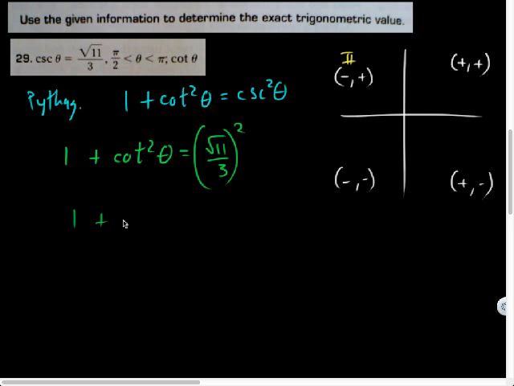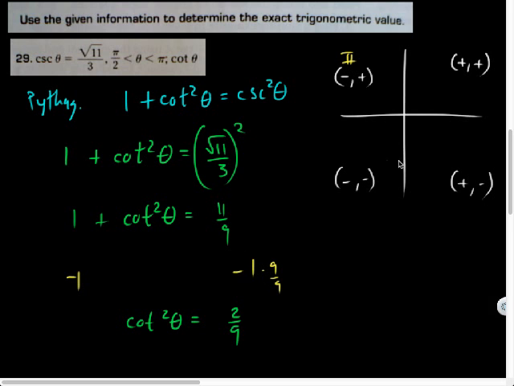So 1 plus cotan squared theta is equal to, well, if I can distribute a square over division, right? So that's 11/9. And then we'll subtract 1 from both sides, which is the same as subtracting 9/9, I believe, right? So that's going to be 2/9 equals, yeah, 2/9, because 11 minus 9 is 2.